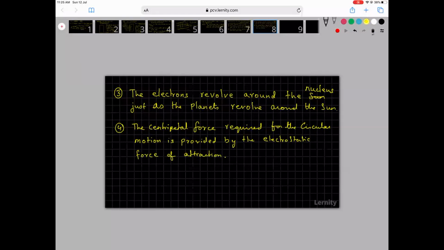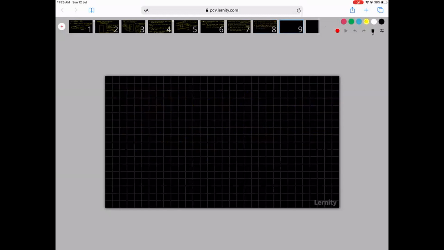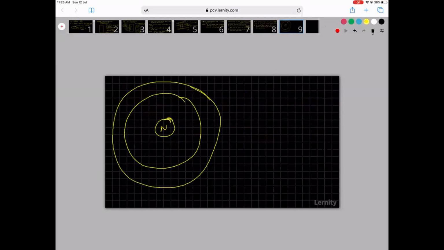Okay, so this is Rutherford's planetary model of an atom. Rutherford was the first one to say that, look, this is the nucleus, very, very small. Surrounding the nucleus, the electrons are revolving in circular paths. Nucleus is at the center.